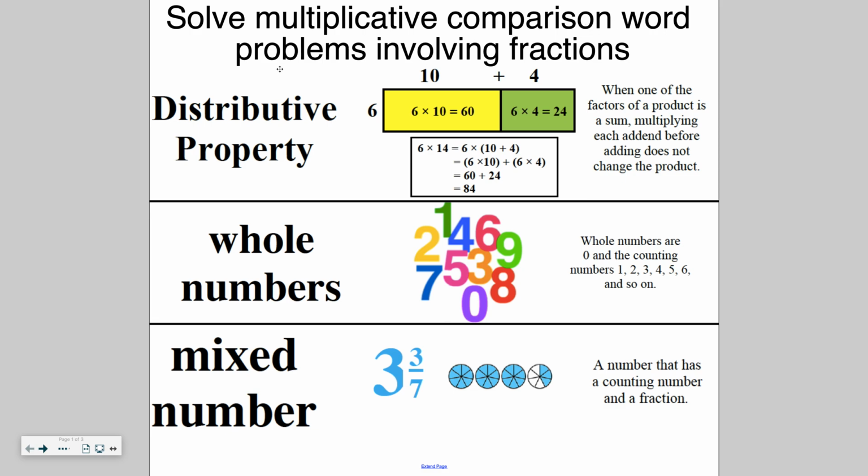Multiplicative comparison word problems involving fractions. So I have the distributive property here again because that's one of the ways we will be solving, and just a refresher of what whole numbers and mixed numbers are. So please pause the video now and just review this vocabulary because this isn't the first time we've seen this, and when you're ready you can press play.